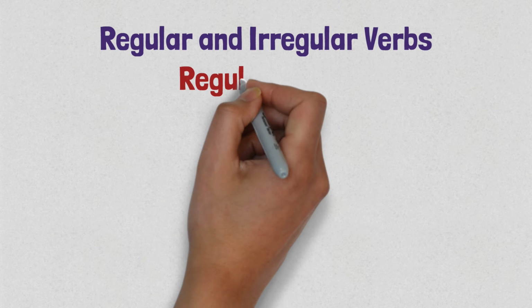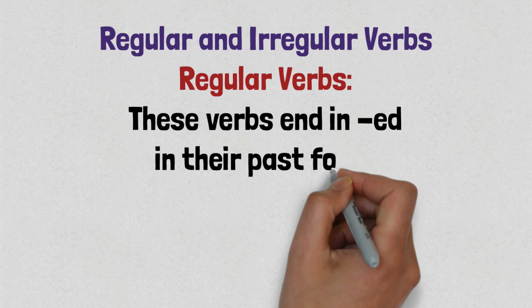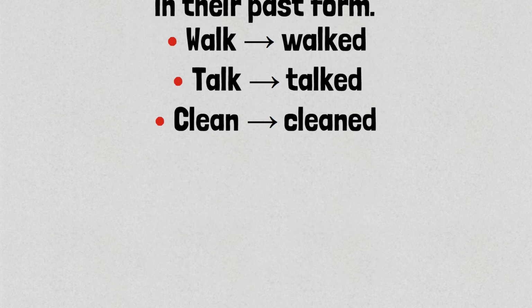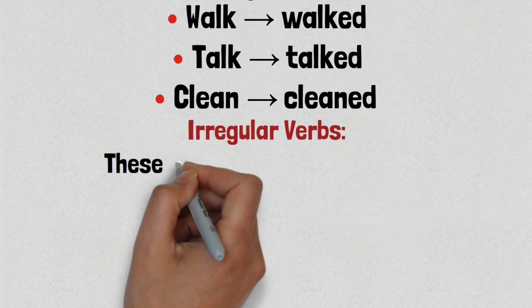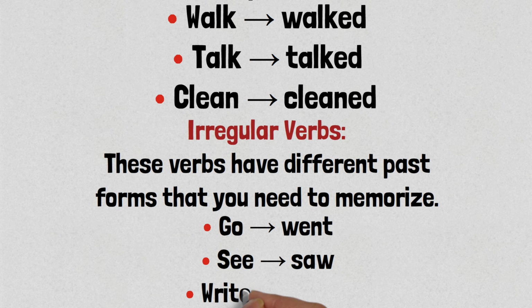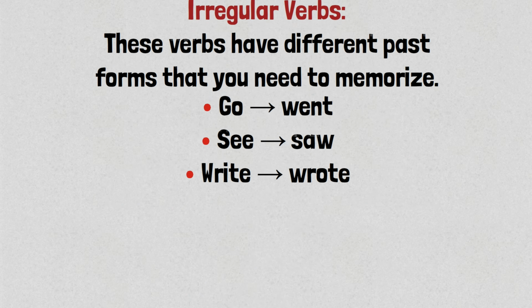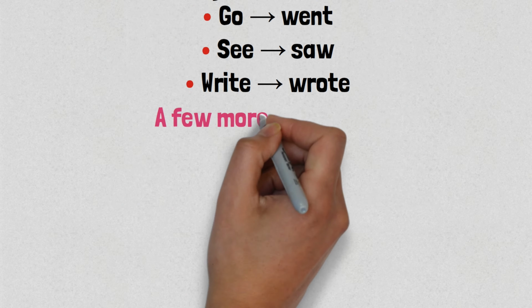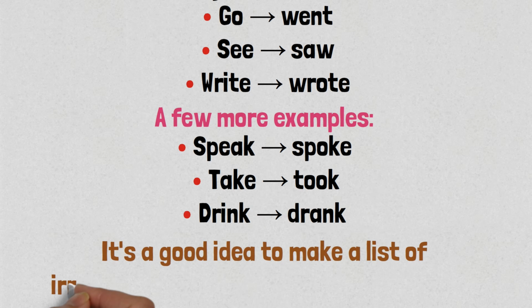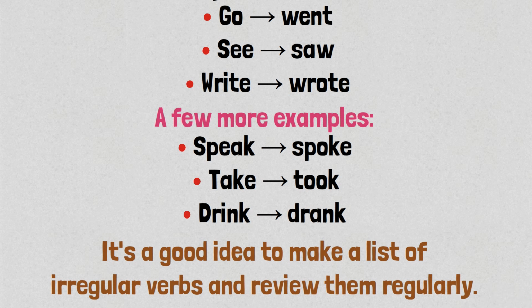Regular and irregular verbs. Regular verbs: these verbs end in ed in their past form. Walk, walked. Talk, talked. Clean, cleaned. Irregular verbs: these verbs have different past forms that you need to memorize. Go, went. See, saw. Write, wrote. A few more examples: speak, spoke; take, took; drink, drank. It's a good idea to make a list of irregular verbs and review them regularly.